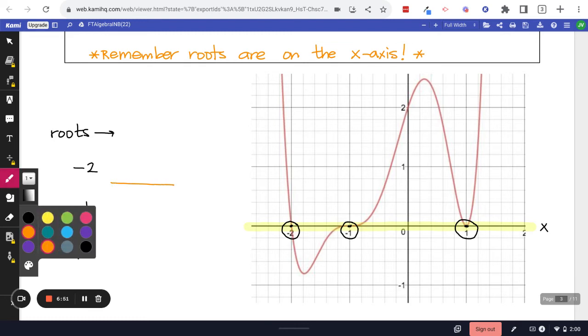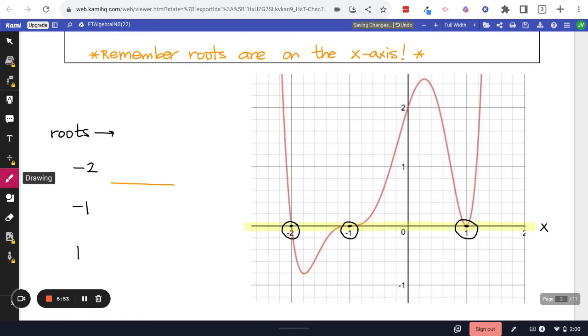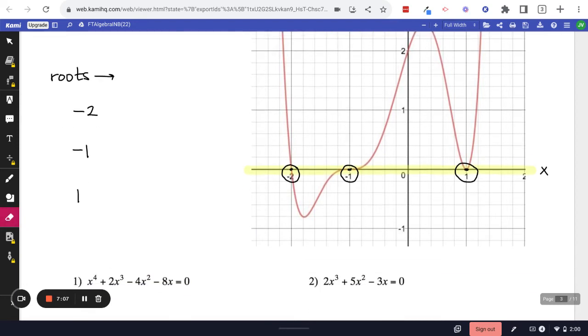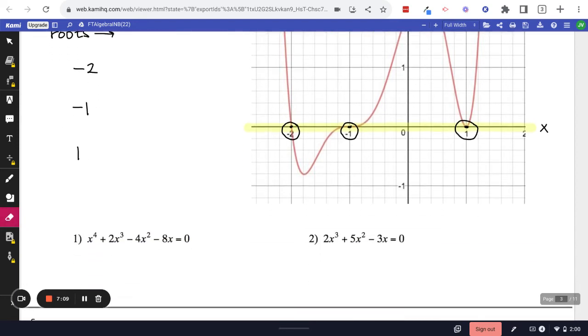We're going to say more about -2. We're going to say more about -1. And we're going to say more about +1, but not today. So just hold tight. We'll talk more about that tomorrow. But in the meantime, here's our roots. -2, -1, +1. Okay?